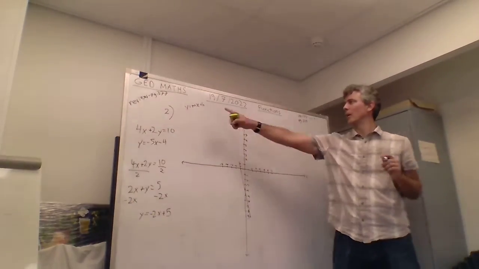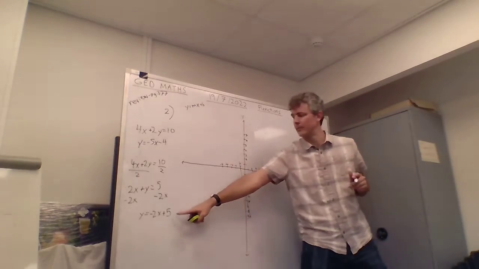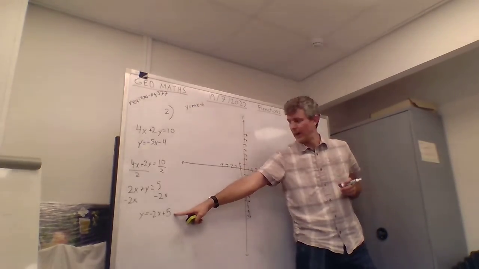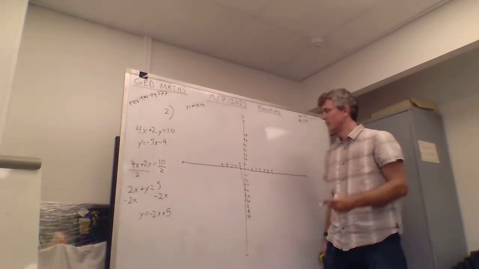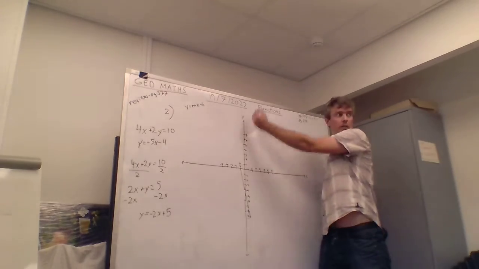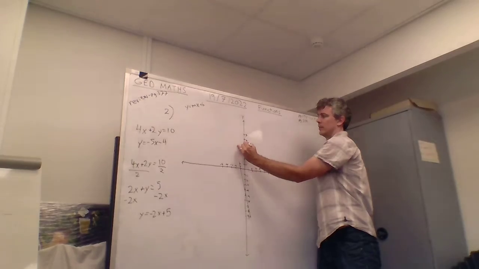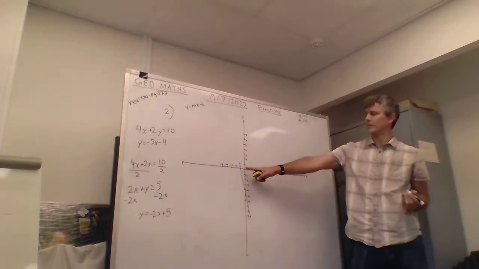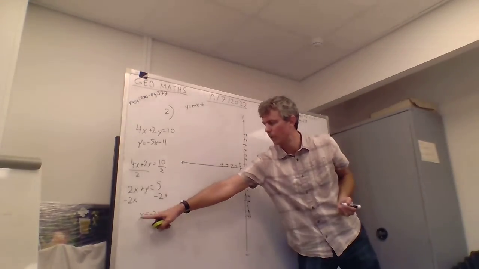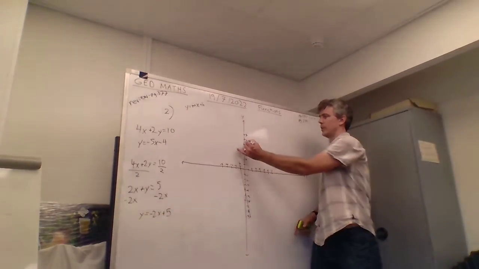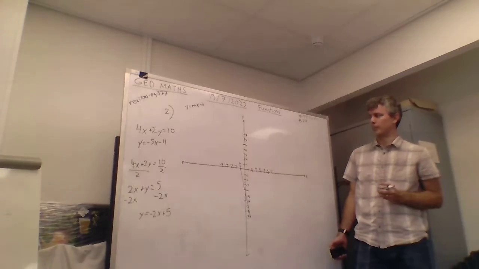So what is the B? What is the y-intercept of this equation? 5, right? You see it right here, 5. So that's where it crosses the y-axis. And where does it cross? It crosses here. If x equals 0, y equals 5. This point here. And what is my slope?